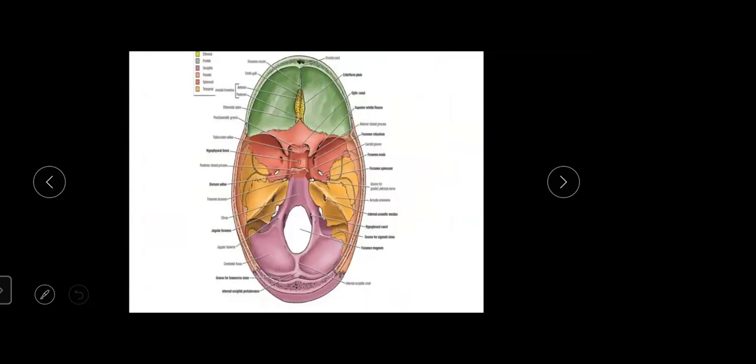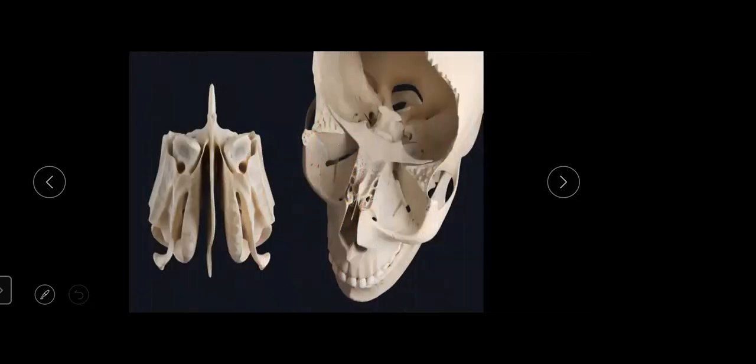Now we will start with the bones of the skull base. The first one is the ethmoid. The ethmoid is composed of four parts. The first part is the perpendicular plate of the ethmoid bone and its superior continuation, known as the crista galli. The second part is the cribriform plate of the ethmoid.